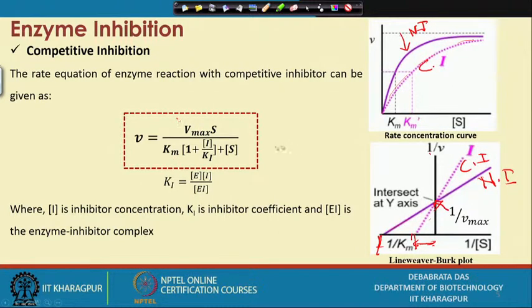Now, if you analyze this equation from kinetics, we find the equation for competitive inhibition is this: V equals Vmax S divided by Km (1 plus I by Ki) plus S. Here I want to highlight that if you put I equal to 0, then this term will be 0, and this equation becomes the Michaelis-Menten equation.